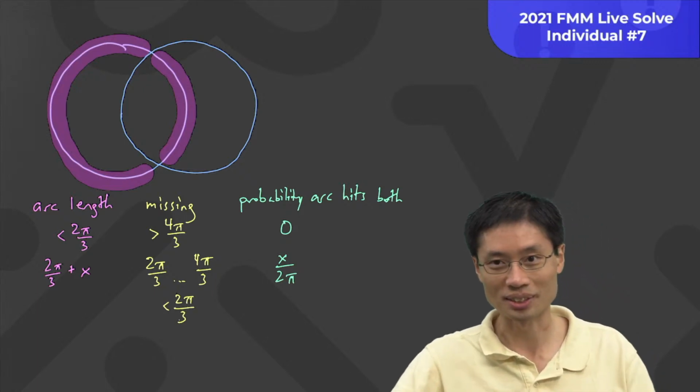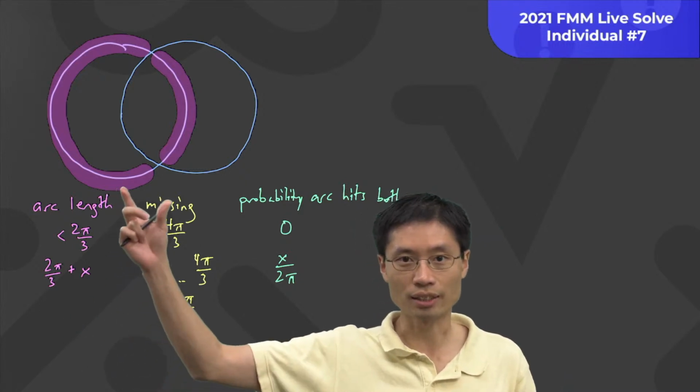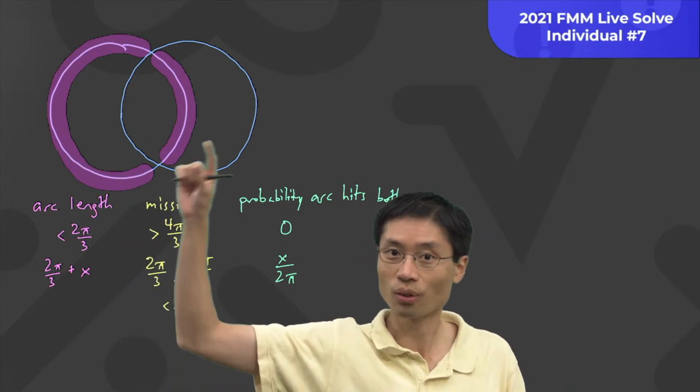And here's where it gets interesting. If it's less than 2 pi over 3, now my arc length can actually fit, my missing part can be here or there.